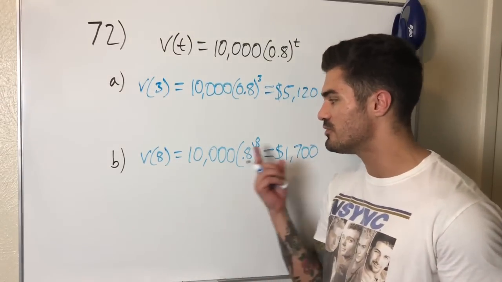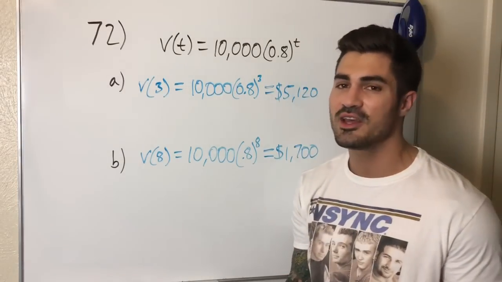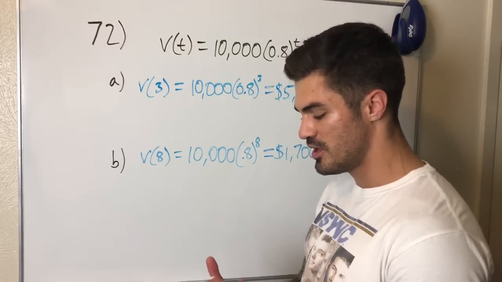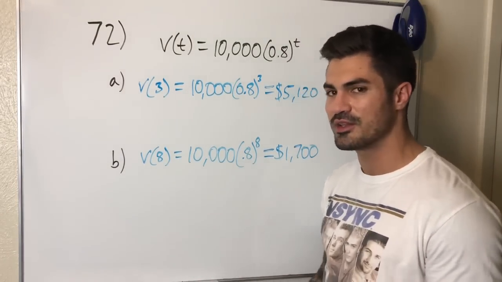So they could give you this value, and you have to solve for the t. That could be an option as well. They didn't in this case, but just be prepared to be able to do something like that.